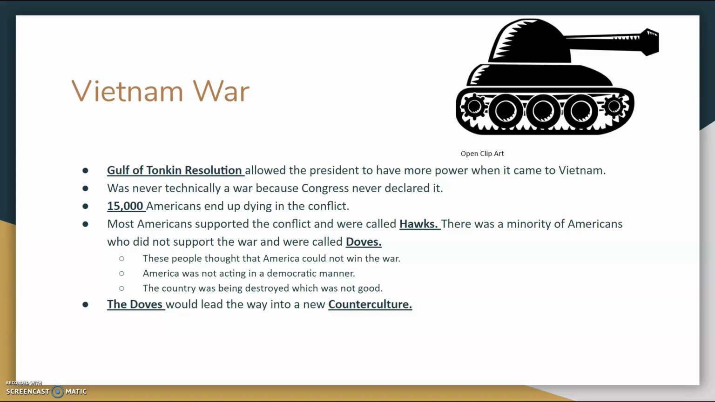So there was a bunch of different reasons why people didn't support the war effort. But the important thing to think about is there is a shift that takes place between the hawks and the doves during the war.